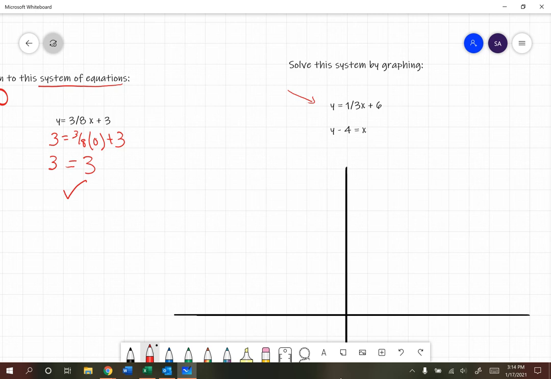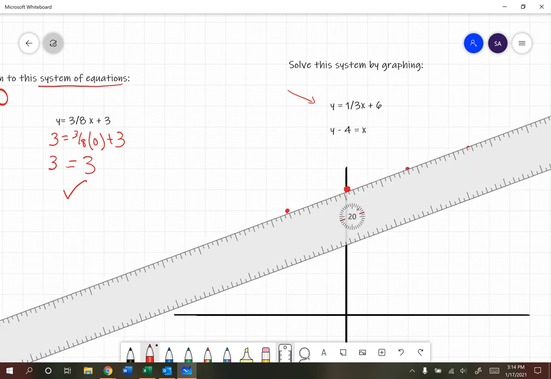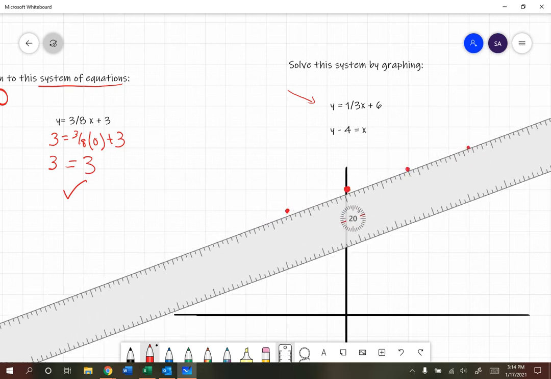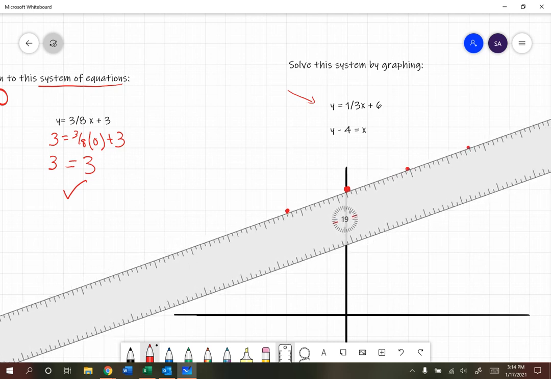So I'm going to go up to 1, 2, 3, 4, 5, 6, plus 6. And then I'm going to go up 1 over 3: 1, 2, 3. Up 1 over 3 again. And I can go down 1 over 3 also, as long as I have a positive slope. And I'm going to graph that line. It is extremely important that you are using a straight edge when you're graphing these systems of equations to make sure that you're graphing nice straight lines so you can see where they do intersect.